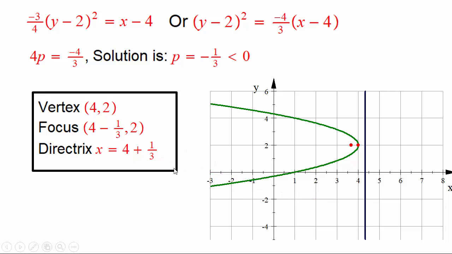So again, once you find the vertex, you find the p. Adding the p will give you the focus. We're adding the p to the x coordinate because we have to go to the left. If it was an up-down parabola, then you would add the p to the 2, or the y coordinate. Okay?